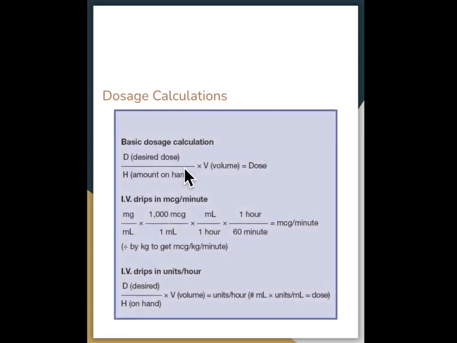So we have looked at the basic dosage calculation formula, D over H times V. That gives you the dose, usually helpful with PO meds. I'm just going to mention something here, but I don't want to confuse you too much. We'll come back to these ideas.